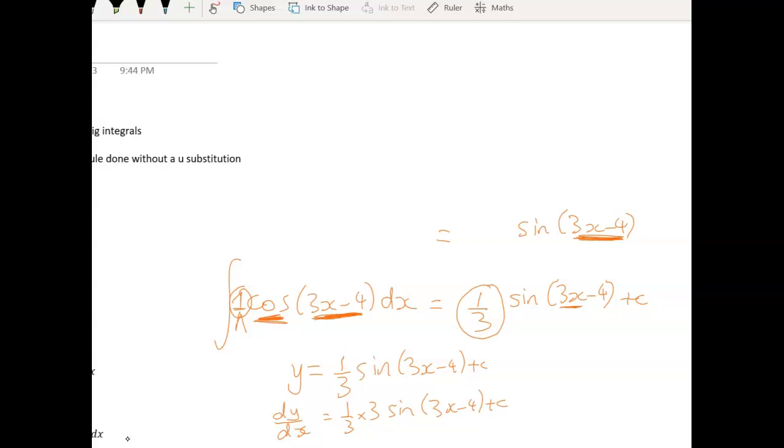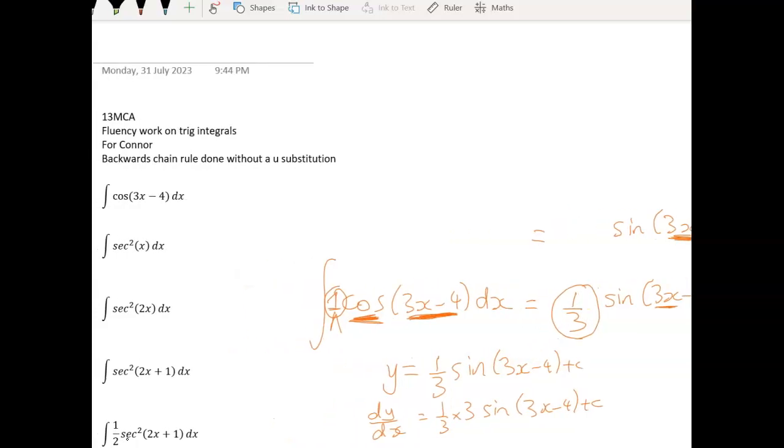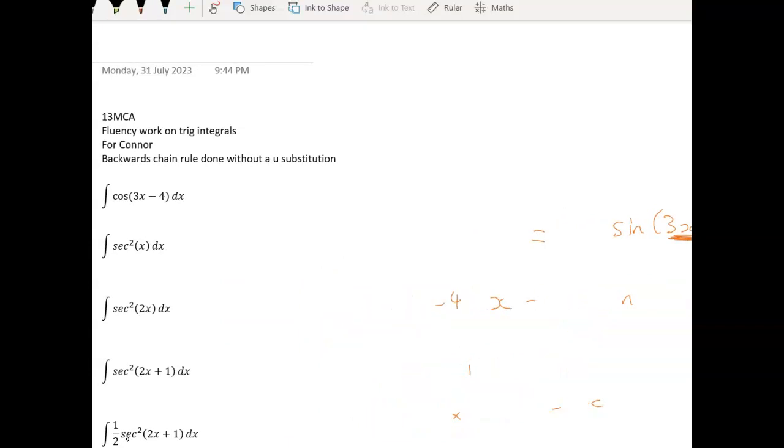Okay, now I'm not going to go that slowly on all of the other ones, but hopefully that will get everyone underway. The next one is one where it's directly off my formula sheet. So the integral of sec squared x is equal to tan of x.